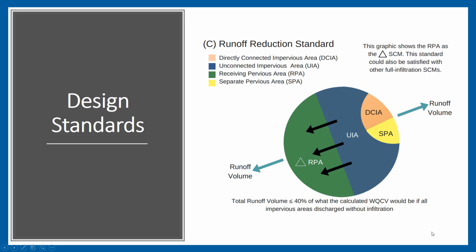Okay, the third theme is runoff reduction. This design standard says that you can run impervious areas that are disconnected, or what we call unconnected impervious areas, UIA, onto a receiving pervious area, RPA. And if you do that in such a way that you are infiltrating or reducing the WQCV, infiltrating 60% of it, then the other 40% can run off site.